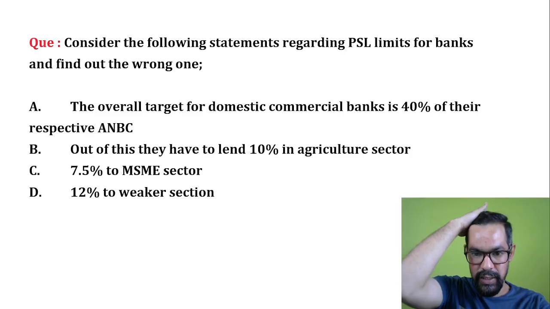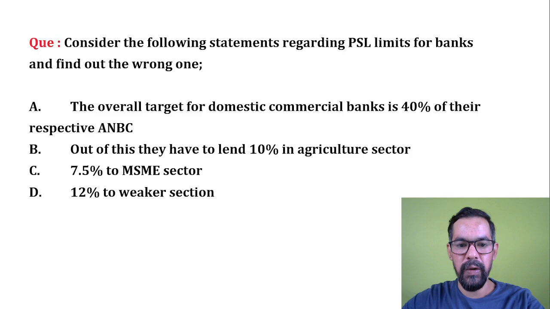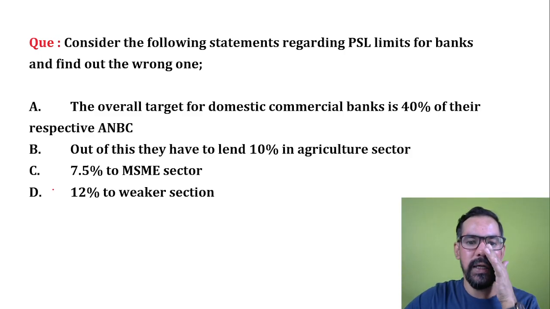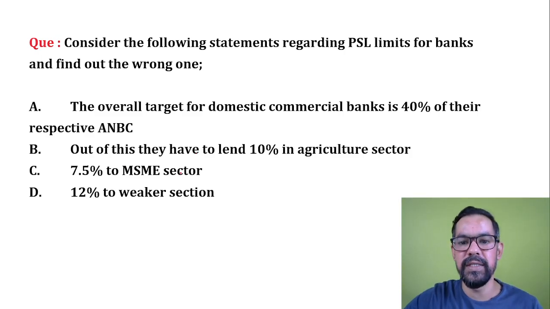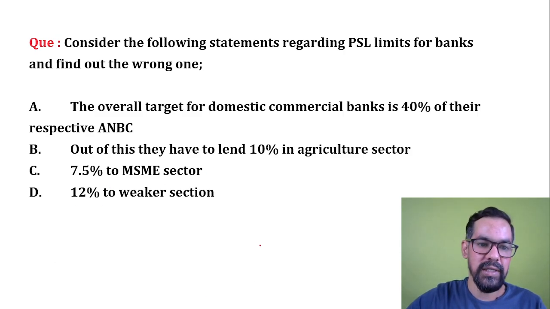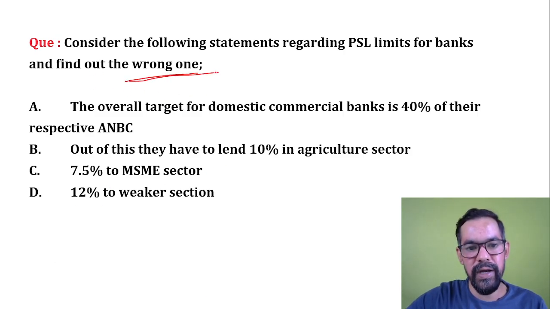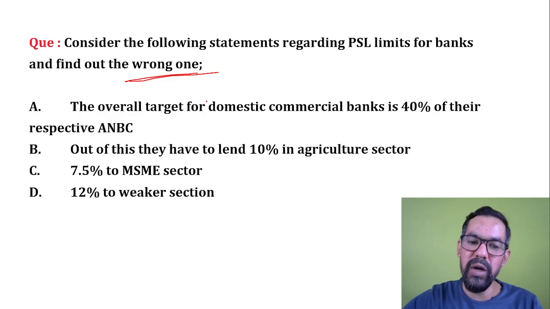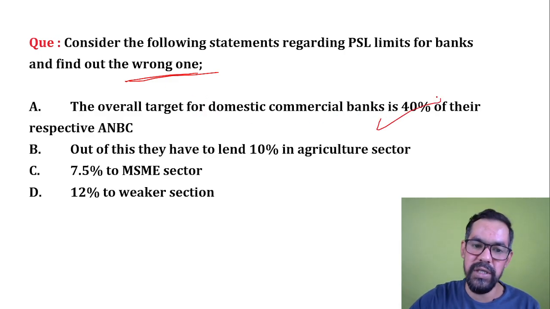Quickly go through the question and try to answer it. Consider the following statement regarding PSL limit for banks and find out the wrong one. So you have to find out the wrong statement. The overall target for domestic commercial banks is 40% of their ANBC, which is correct. Out of this, they have to lend 10% to agriculture. So this is the incorrect statement.